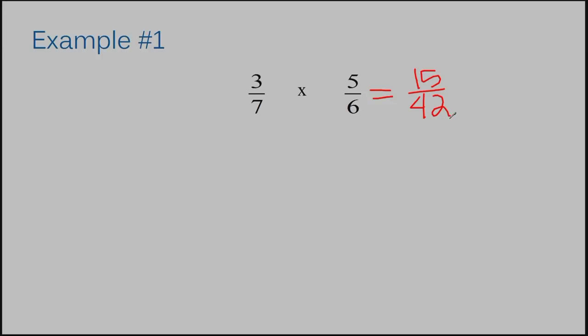Then you simplify your fraction if you're able to. I can divide 3 into 15 and 42. So 15 divided by 3 is 5, and 42 divided by 3 is 14.